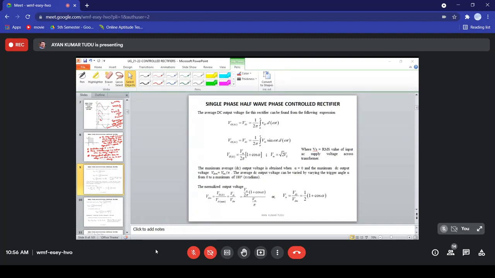Okay, and what about the normalized output voltage? The normalized output voltage, as you can see, is written as V0 DC by VDC max, which is equal to VDC by Vm by pi. The solution of that gives us 1 by 2 into (1 plus cos alpha). From this, we can easily find out how the output voltage changes with respect to alpha.